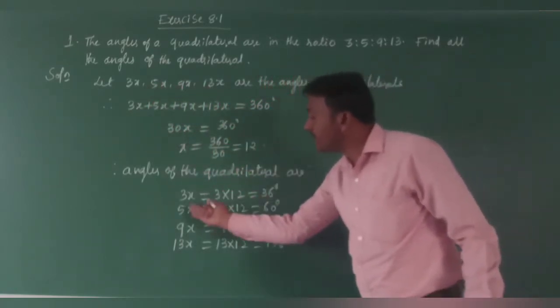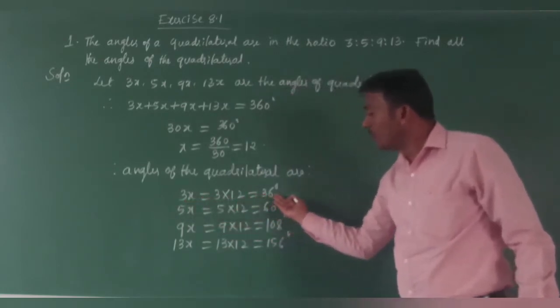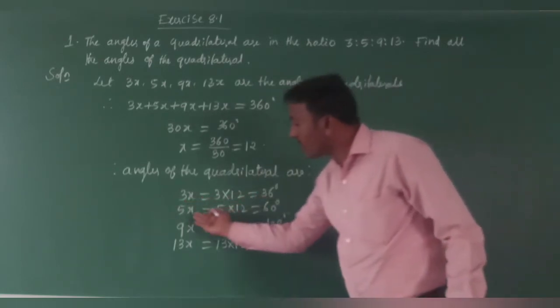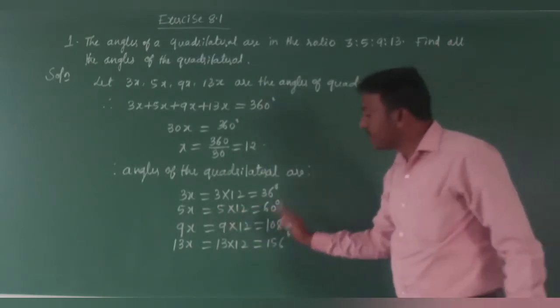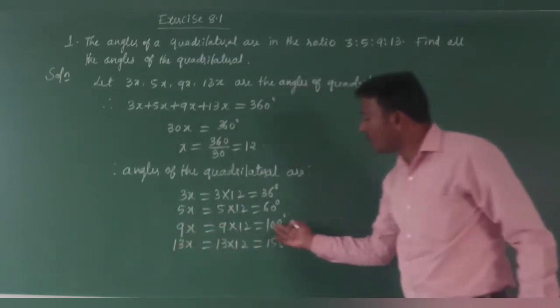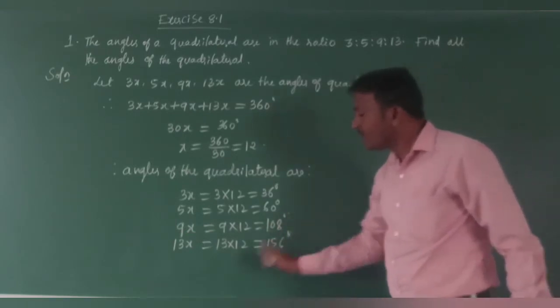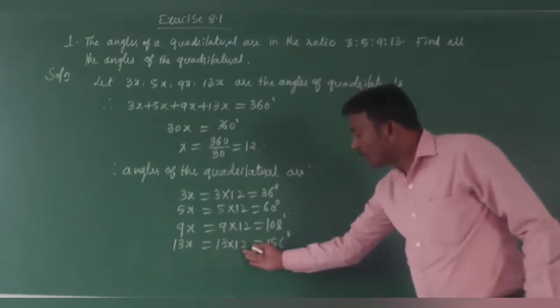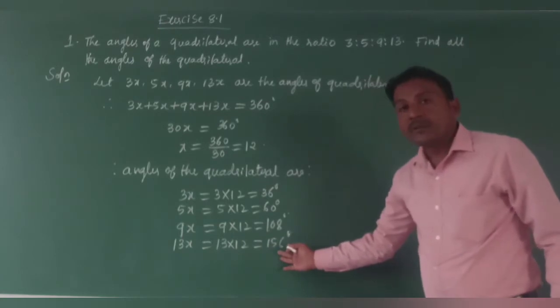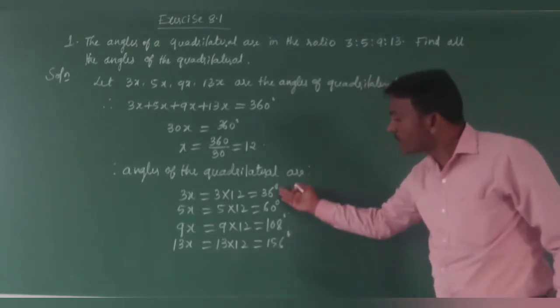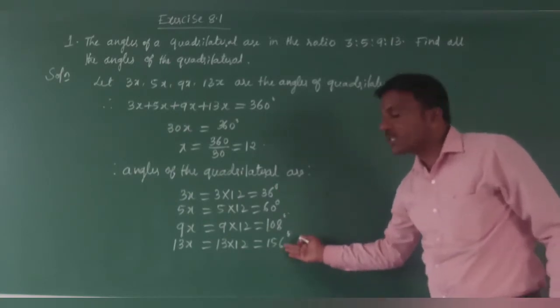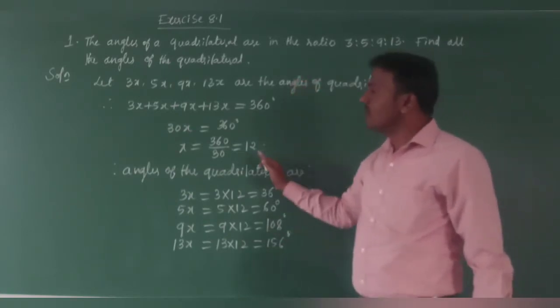Therefore, the angles of the quadrilateral are 3x, 5x, 9x and 13x. Substitute x in these. 3x is equal to 3 into 12, which is 36 degrees, the first angle. The second angle is 5x, equal to 5 into 12, which is 60 degrees. 9x, 9 into 12 is equal to 108 degrees, the third angle. 13x is equal to 13 into 12, which is 156 degrees, the fourth angle. These are the angles of the quadrilateral. The sum of all four gives us 360 degrees. Very simple question. This is the solution.